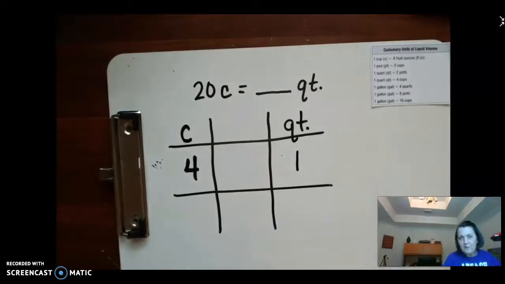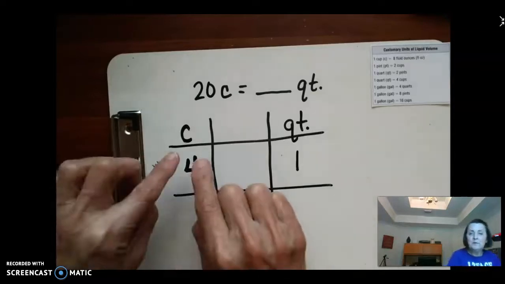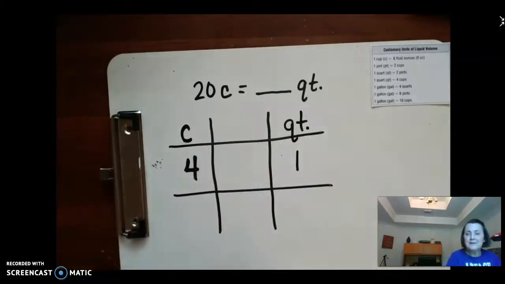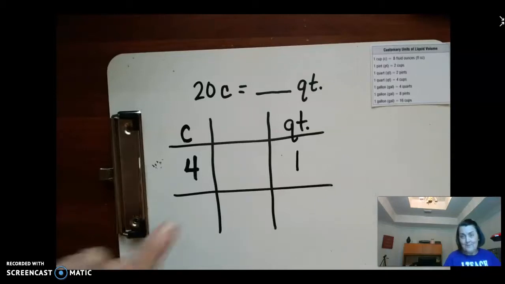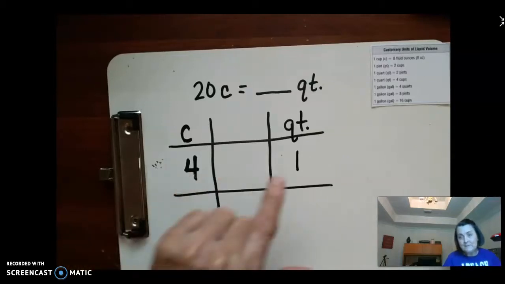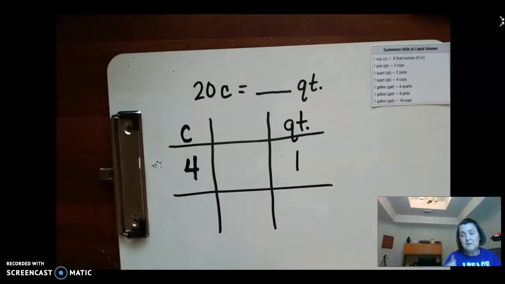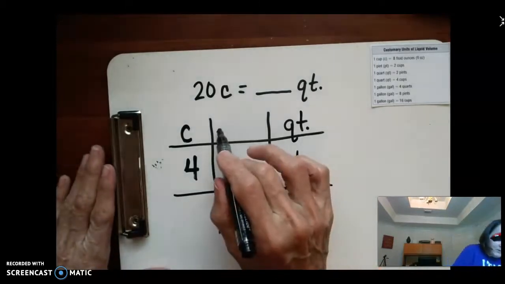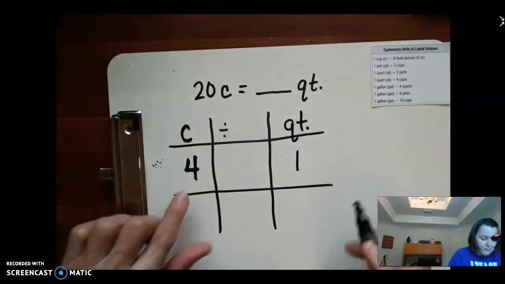So what's different about this? Yeah, we're going from a bigger number to a smaller number. So we've been doing big to small, but now we're opposite. So guess what operation that's going to be? You can't multiply anything times 4 to get 1. So we must be dividing. So we're going to do division as our rule.